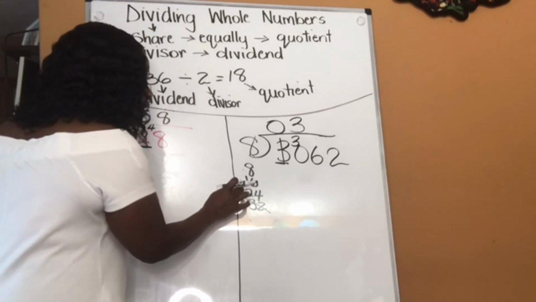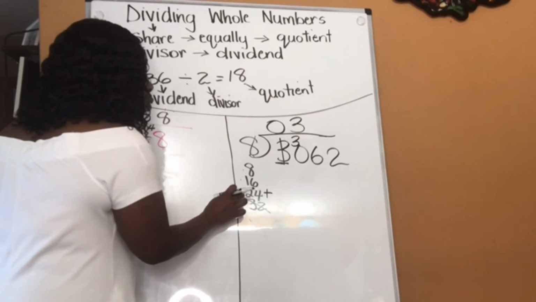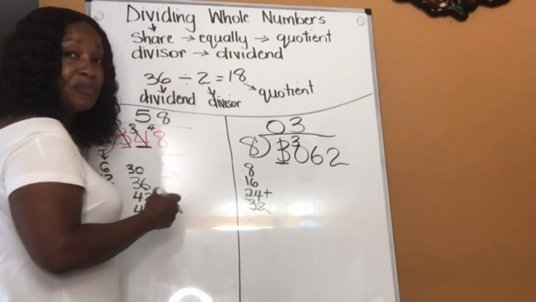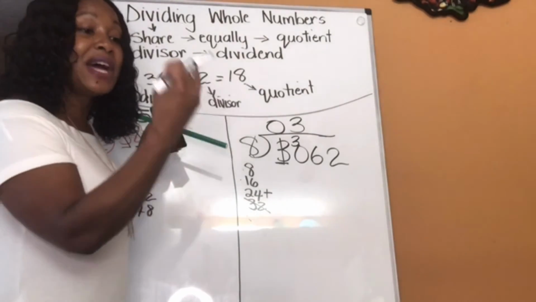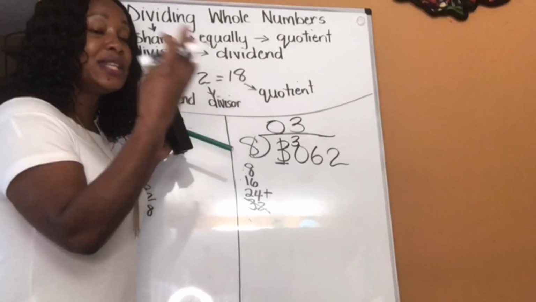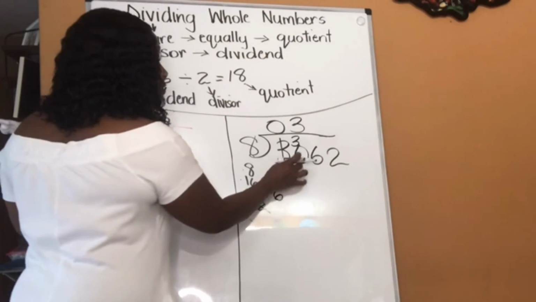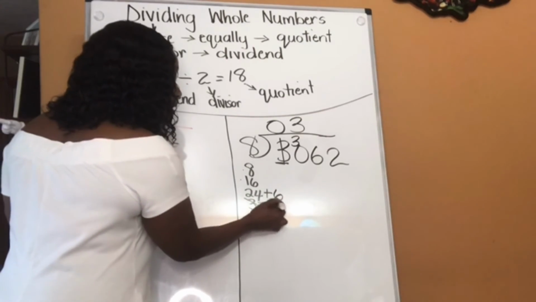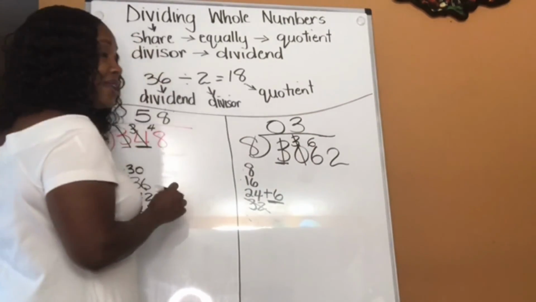But I did not skip count to 30. So now I need to figure out 24 plus what number will give me 30. Remember, skip count. 24, 25, 26, 27, 28, 29, 30. So 24 plus 6 gives me 30. It means that 6 is my remainder. I put it there. I'm done with that, so I crossed it out.